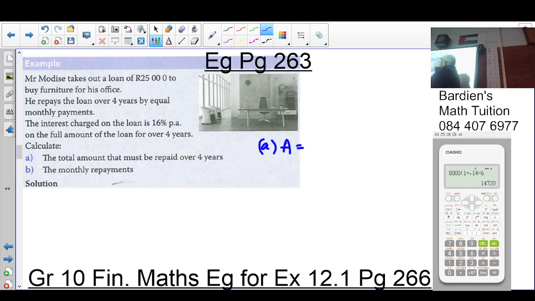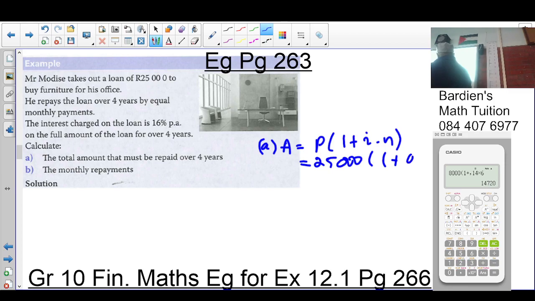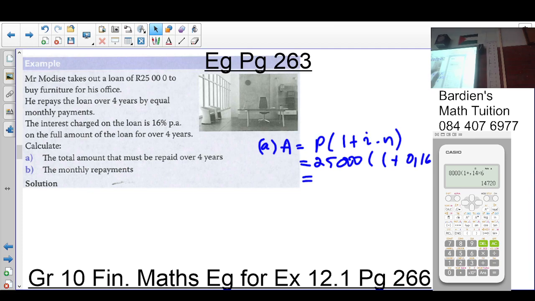Did they say it's hire purchase? No. Okay, so it's going to be P into 1 plus I times n. So P is what? 25,000 there. Into 1 plus I, 0.16 times 4 years. So 25,000 into 1 plus 0.16 times 4. It's going to give you 41,000 Rand. So the amount that he needs to repay over 4 years is 41,000.